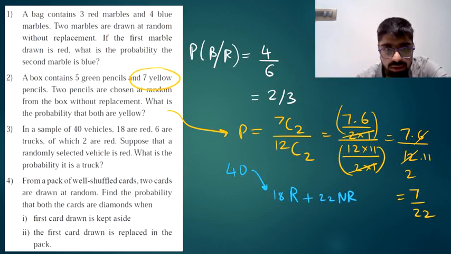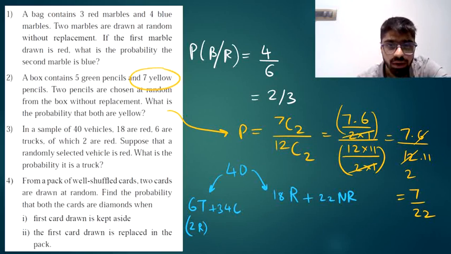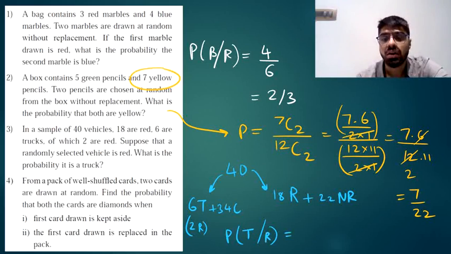18 are red, 6 of them are trucks. There are 6 trucks, out of which 2 are red, and the other 34 are cars. Suppose that a randomly selected vehicle is red. So the probability of the vehicle being a truck is what they are asking us. That is, the probability of the vehicle being a truck, given that it is a red vehicle.